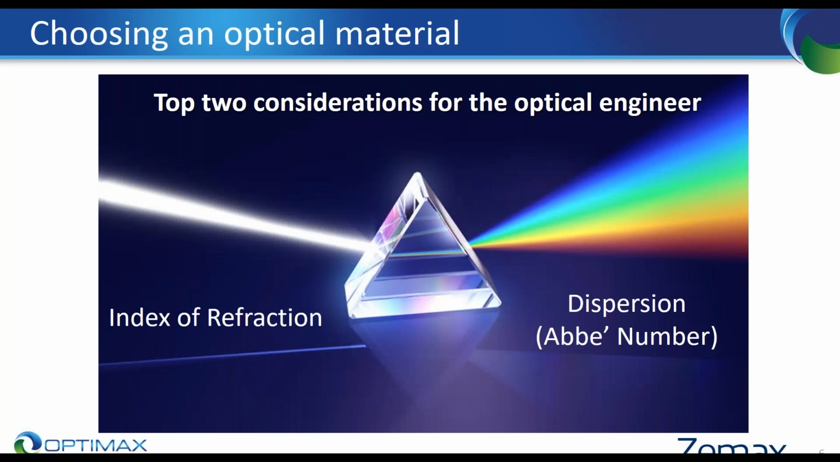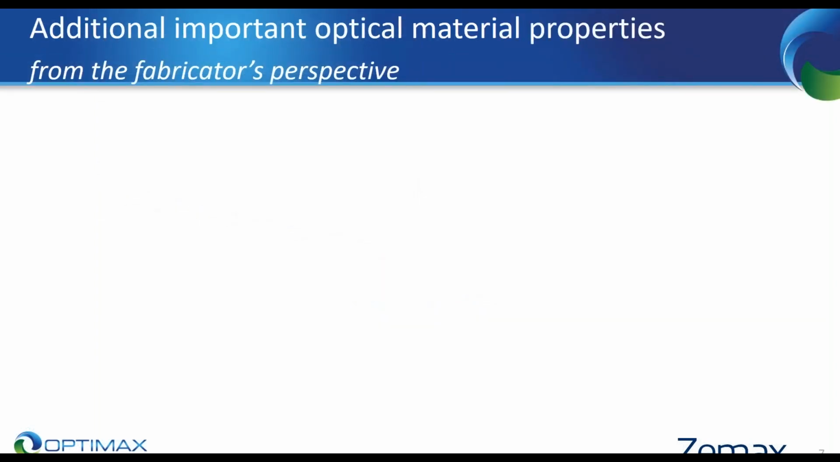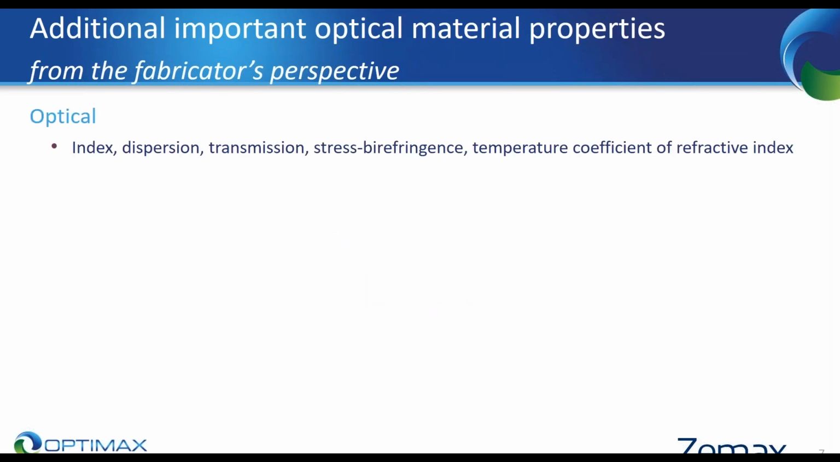When you're choosing optical material, as all of you are very much aware, the top two considerations for the optical engineer are the index of refraction and the dispersion, or the Abbe number. Now, I fully agree that both of these values are extremely important. However, there are a lot of additional optical material properties from a fabricator's perspective that are just as important. And I'd like to briefly mention a few of them.